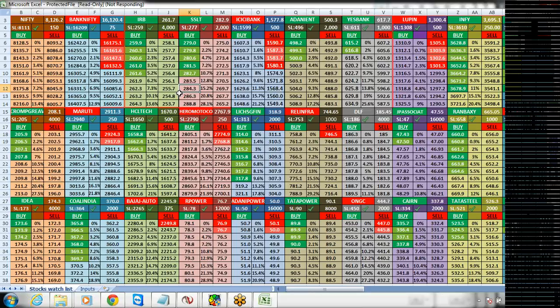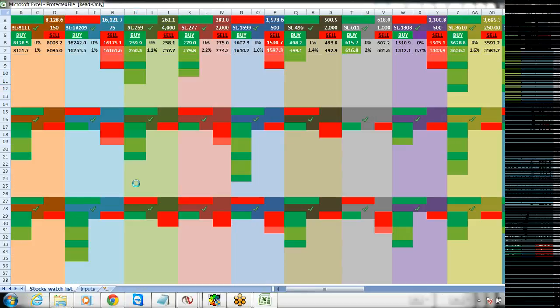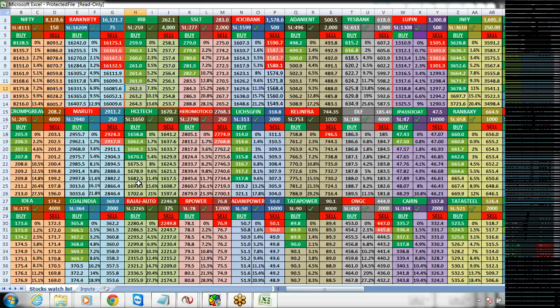IRB already, I think it's at R1 level, so it's better you can exit at this, or at 262, or that is the final target. You can exit that trade, because most of the trade is exhausted in that. So Nifty, we have a buy call now, 8128.